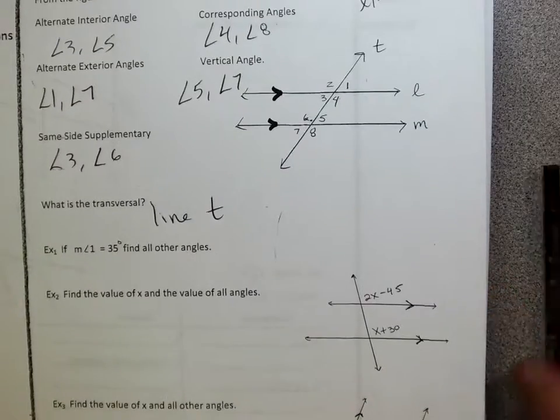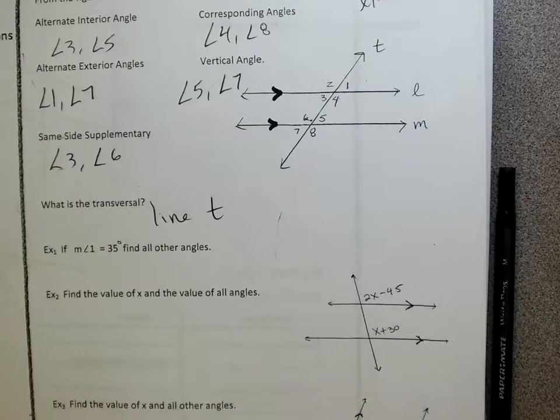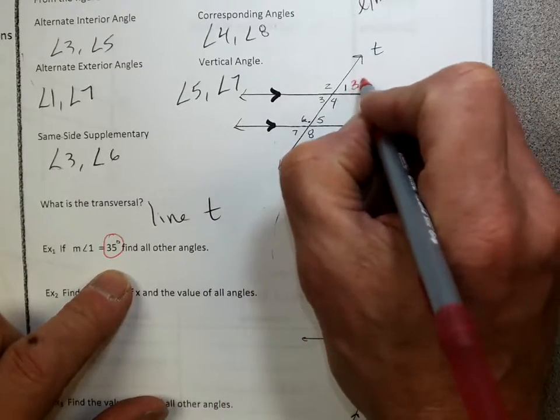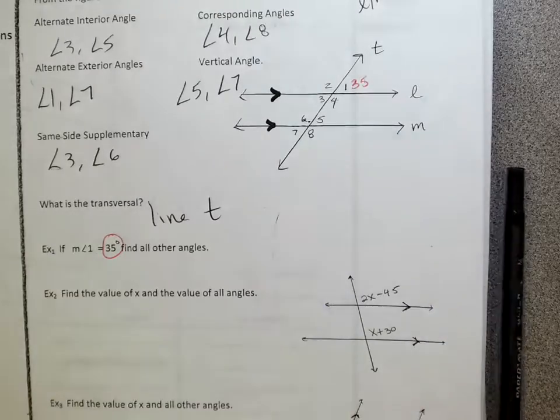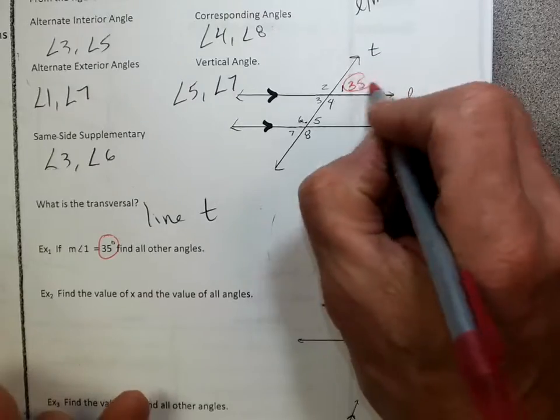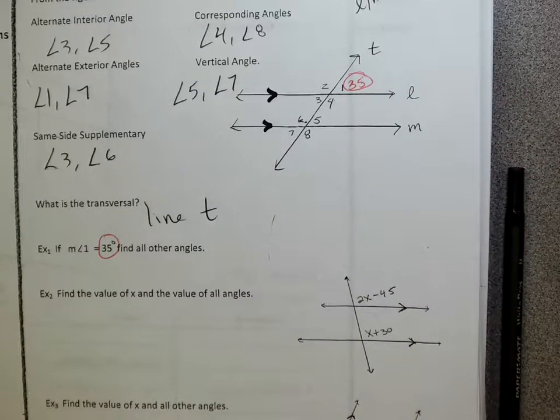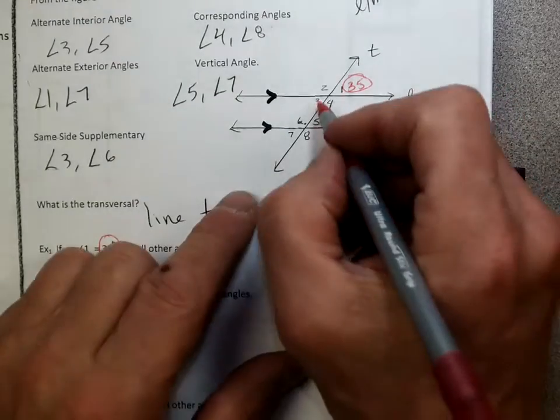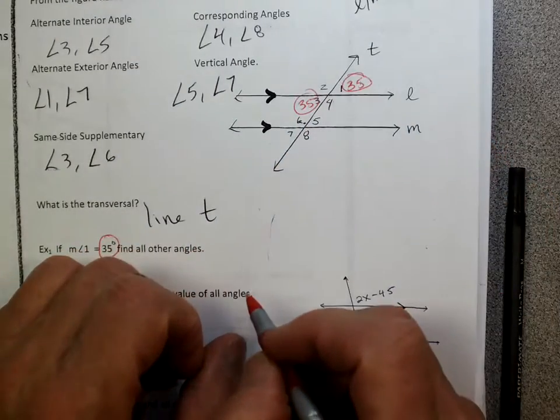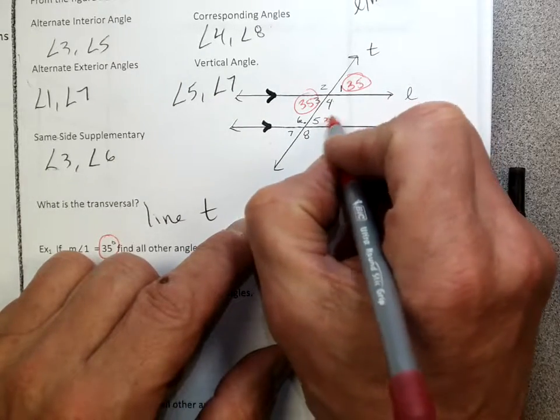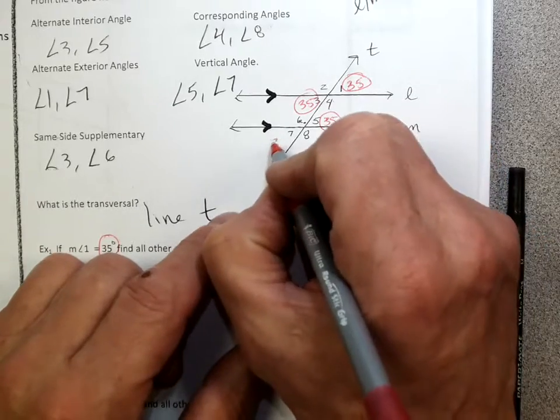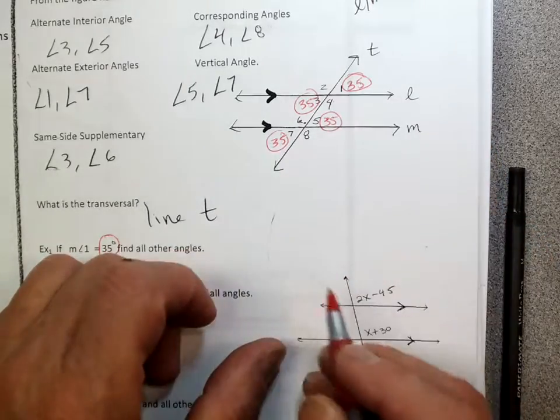Let's go back and take a look at our picture. If angle 1 is 35 degrees, so if I put 35 degrees here, we should be able to find all the rest of the angles, shouldn't we? Well, angle 3 is 35 degrees, right? Angle 5 is 35 degrees because of the alternate interior angles. Angle 7 is 35 because of the vertical angles.